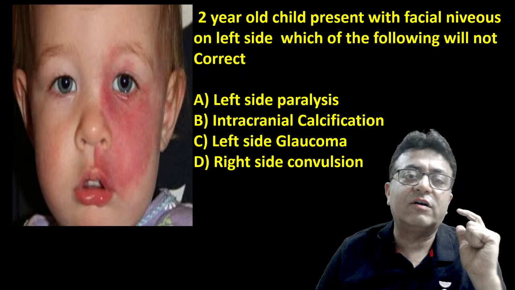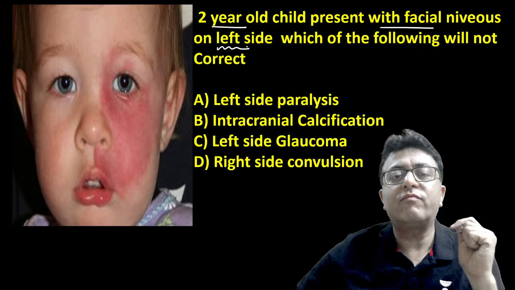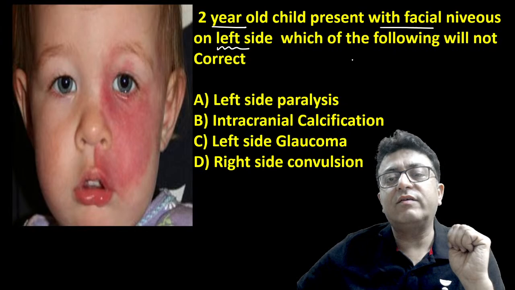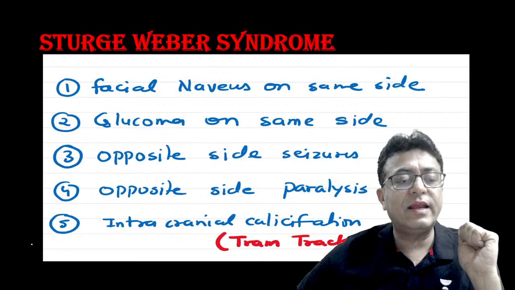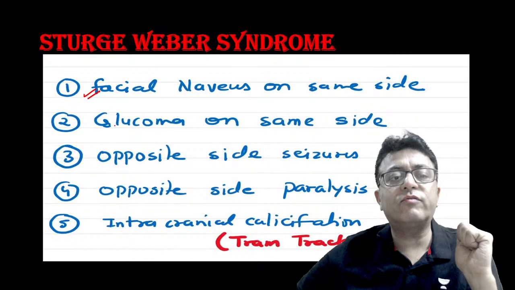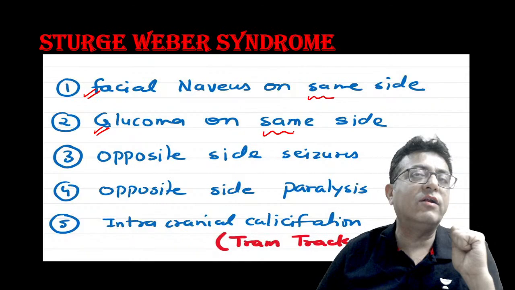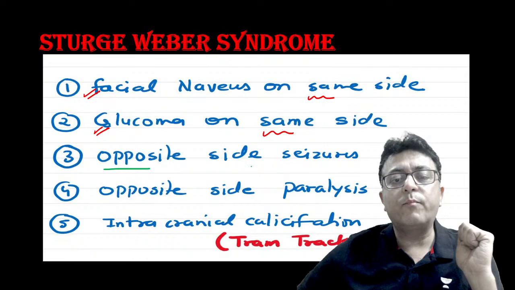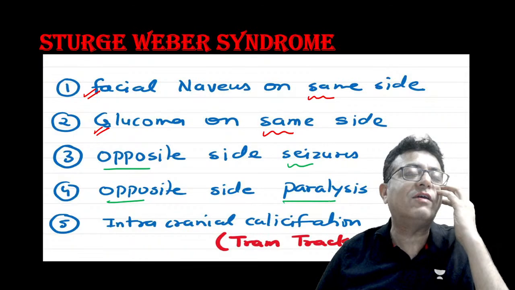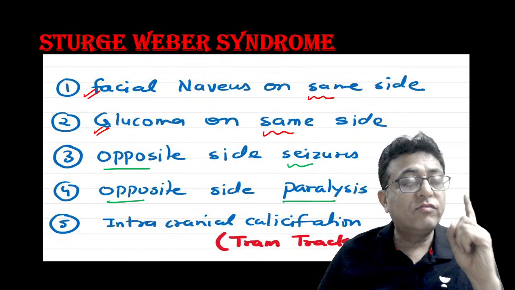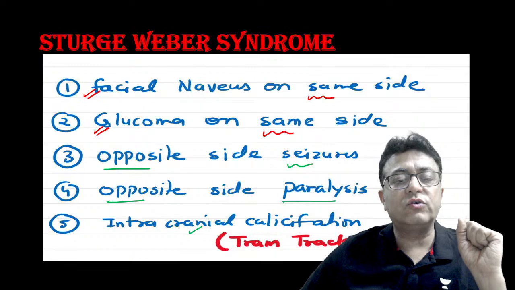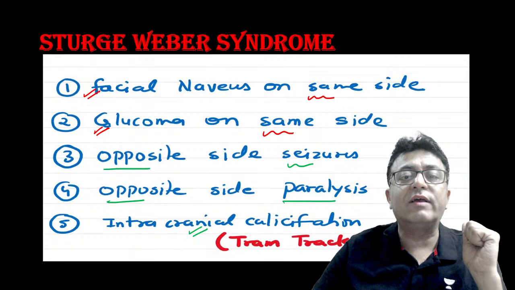Two-year-old child, facial nevus on left side. Yes, this is Sturge-Weber syndrome. It is characterized by facial nevus on the same side, same side glaucoma, opposite side paralysis, opposite side seizures. Suppose nevus on right side, then paralysis on the left, glaucoma on the right side, seizure on the left. Same side nevus, same side glaucoma, and CT shows intracranial calcification, known as tram track appearance.